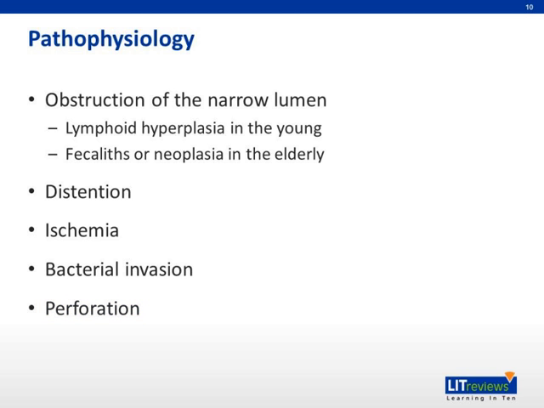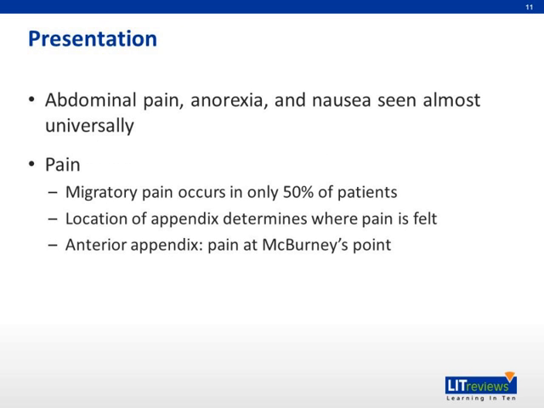Some evidence suggests that an increased duration of symptoms, greater than 48 hours before surgery, increases the likelihood that the appendix is perforated. A high fever, greater than 39.4, and an elevated white blood cell count, greater than 15,000, also point towards a perforation. The more significantly elevated the white blood count, the more likely that a perforation has occurred. Presentation.